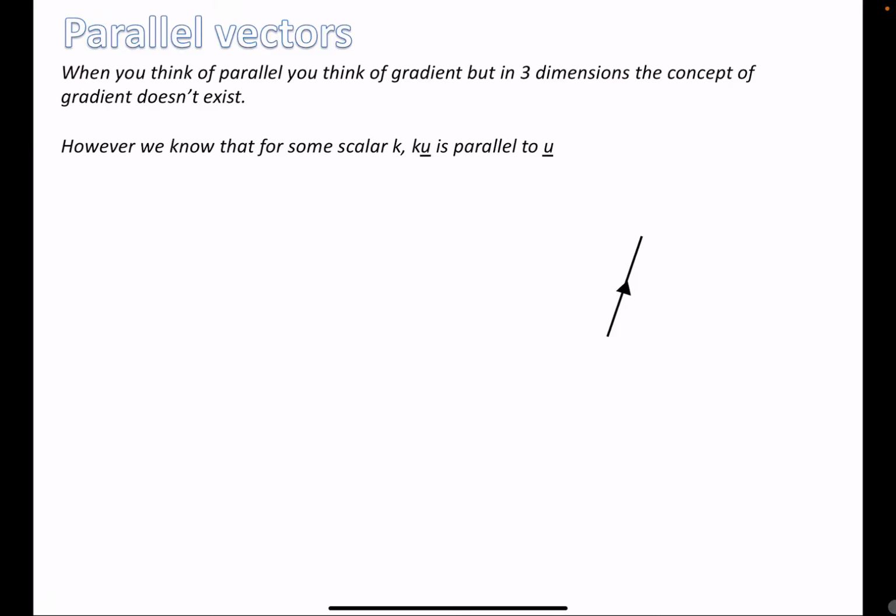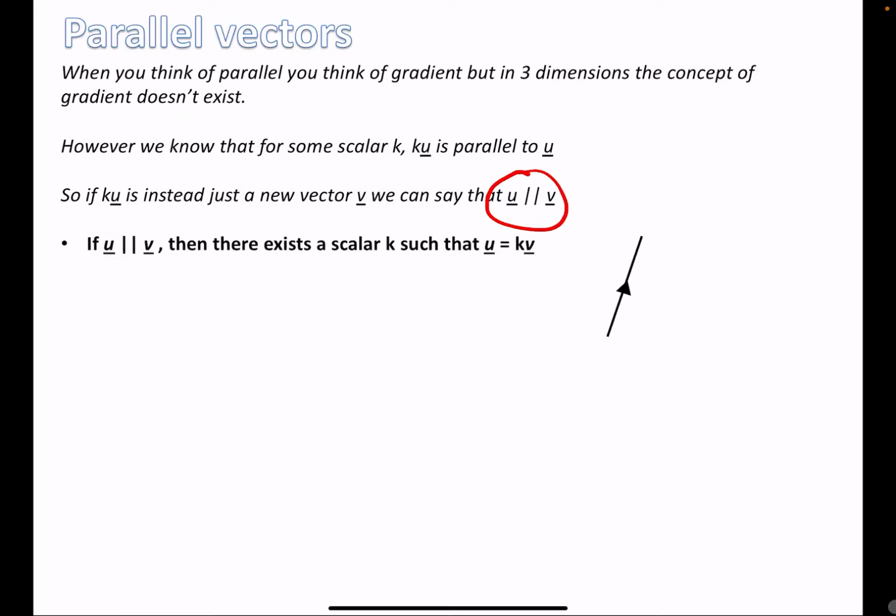So if we have a vector like this, if ku is instead just a new vector v, we can say that u and v are parallel. You might see this symbol from time to time. Okay, it's u and v, obviously, with 2 lines in between. And those 2 lines in between basically tell you that the vector u and the vector v are parallel with one another, okay? So if u and v are parallel, then there exists a scalar k such that u equals kv. And basically what that means is there's a number that you can multiply each vector by in order to give you the components of the other vector, okay?